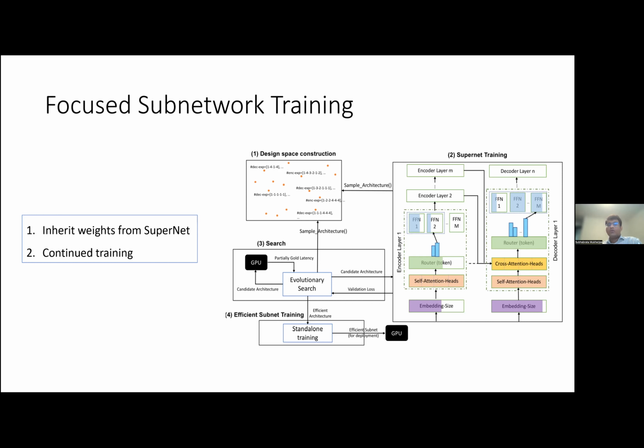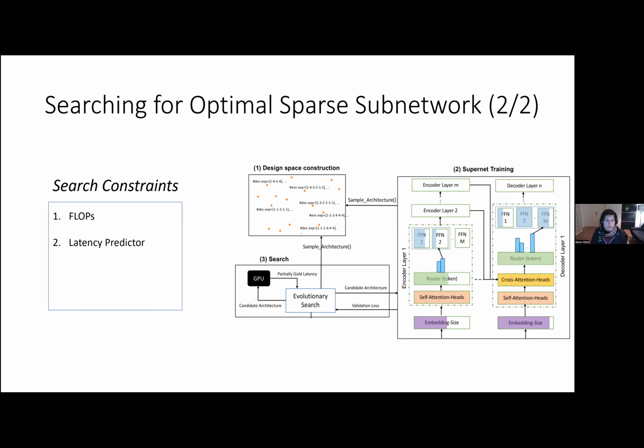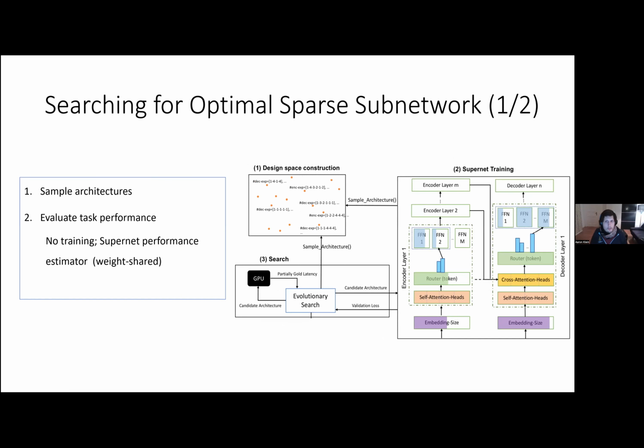So now, before I go into the experiments, let me know if you have any questions so far on the algorithm. Yeah, I have one question about the sampling of the subnetworks. Is this just random sampling, or do you do something more advanced? I think you mentioned the sandwich rule.